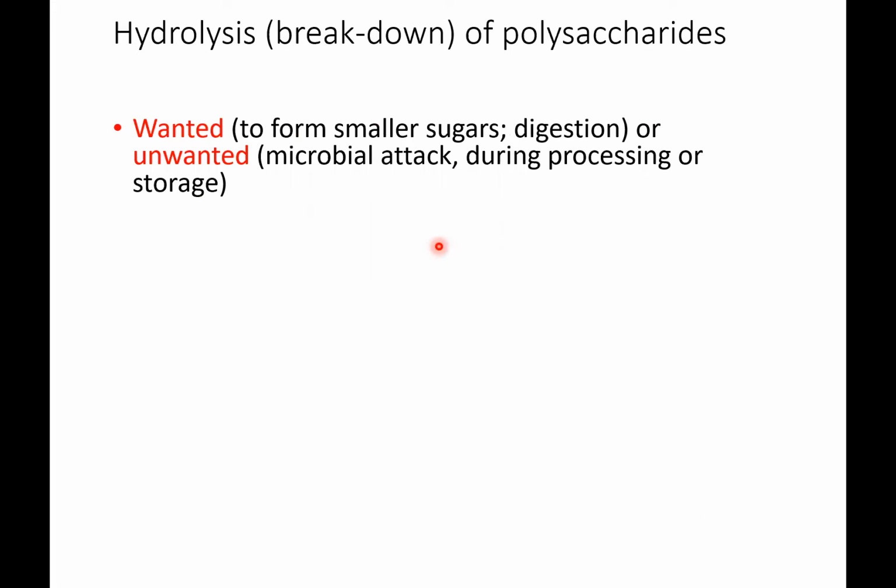So hydrolysis, we can break down polysaccharides somewhat and control viscosity with that. There is wanted hydrolysis. You do it on purpose to form smaller sugars or to form sugars altogether, simple sugars. That's called digestion. We talked about this earlier on. That's a way of making glucose or sugars for sweetening with sweetening power, or sugar alcohols. And then there is unwanted hydrolysis that always happens during the processing or the storage.